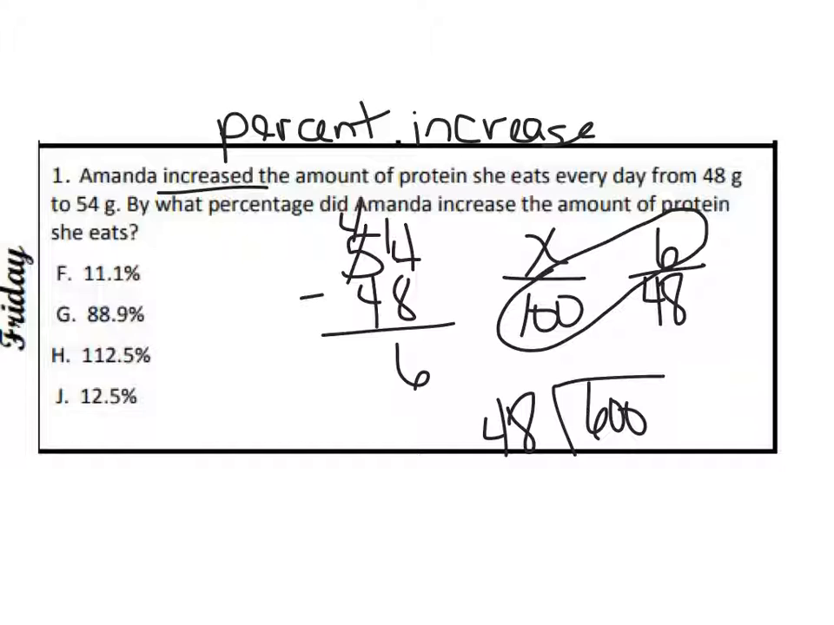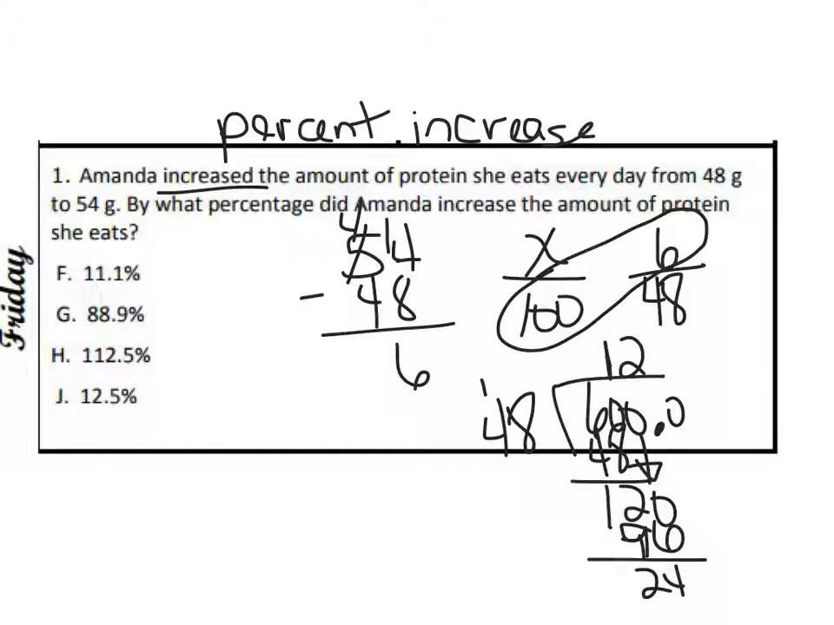So 48 into 60 is 1 time. Remainder is 12. Bring down the 0. 48 into 120 is 3 times. Not 3, because that would be too much. 2 times. So that's 96. 2 times 4 is 8, plus 1 is 9. So your remainder is 24. Add a decimal and a 0, bring it down. So it's going to be 5 times. So our answer is 12 and 5/10%.